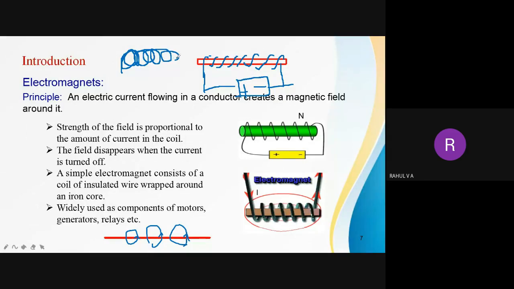So are you clear with flux, magnetic field, magnetic material, and electromagnet? Are these things clear?